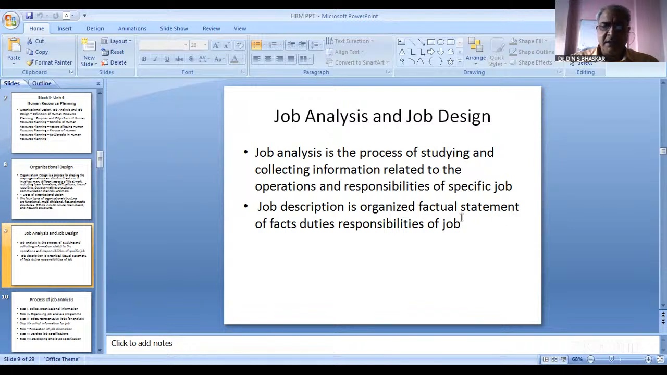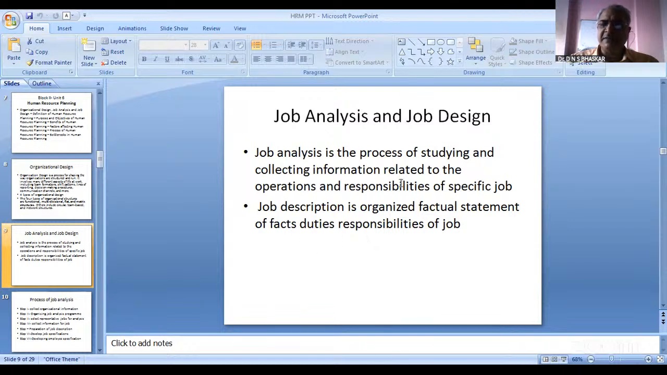These are all the various important aspects that he has to cover. Then job analysis is the process of studying and collecting the information related to the operations and responsibilities of the specific job. Let us cover first important aspects of the entire syllabus, because it's a large volume in the syllabus. So let us go by important contents first, and then we will go into elaborate discussion on the other aspects also.